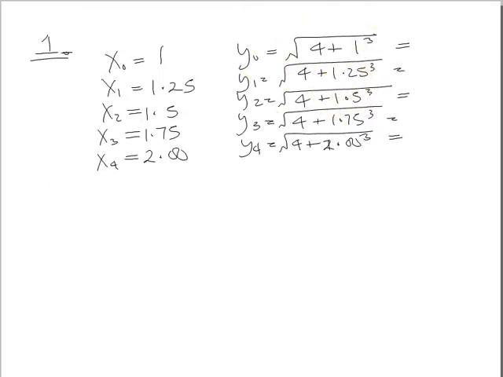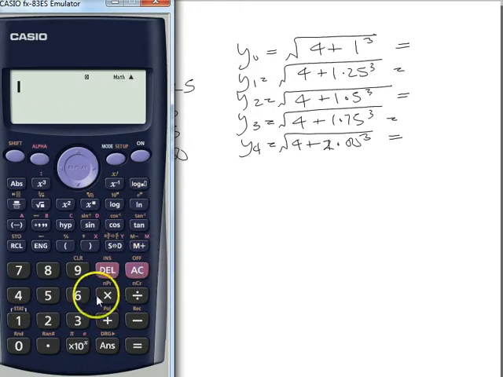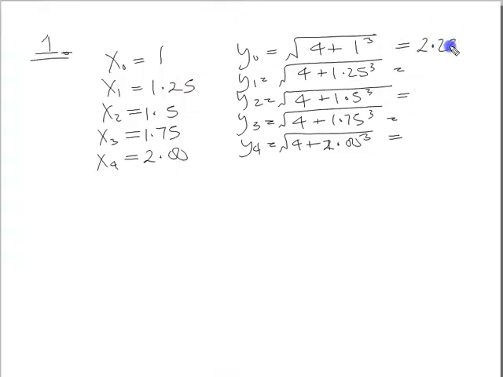So let's get our calculator. The first one, so let's clear it. So we've got square root of 4 plus 1 cubed, power cubed, get down to ground level, and then press equals, and then get the decimal. Now it asks for 3dp, so if we do it to 5, we should be fine, shouldn't we? So it's 2.23607. Next one is 1.25.